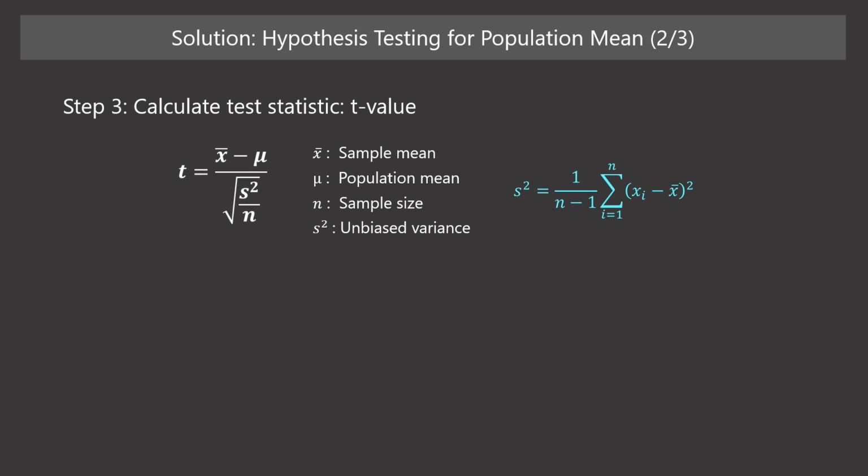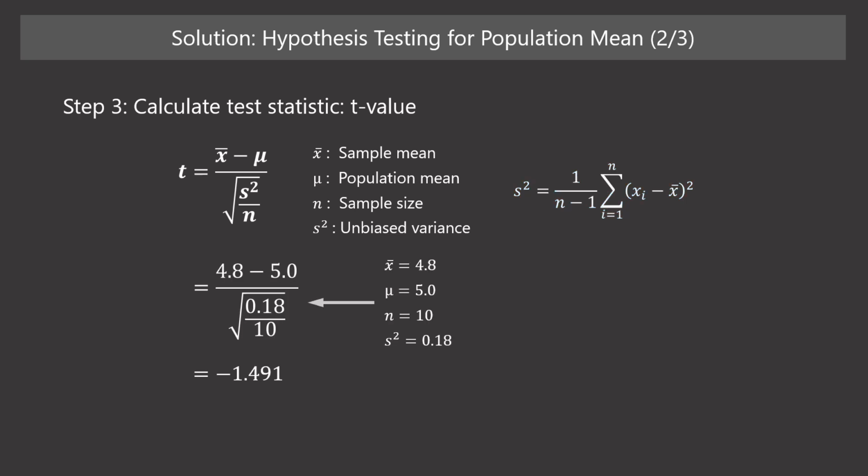Unbiased variance can be computed by this formula. The difference from a sample variance is that when we compute unbiased variance, we need to divide by n-1 instead of n. Here, n is the sample size.